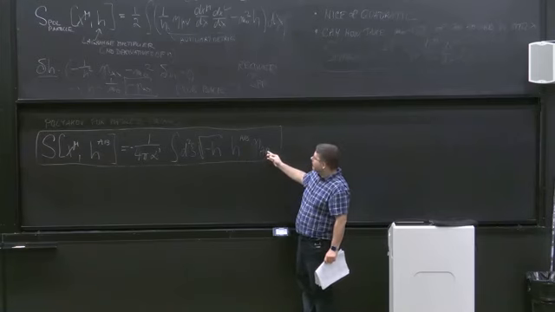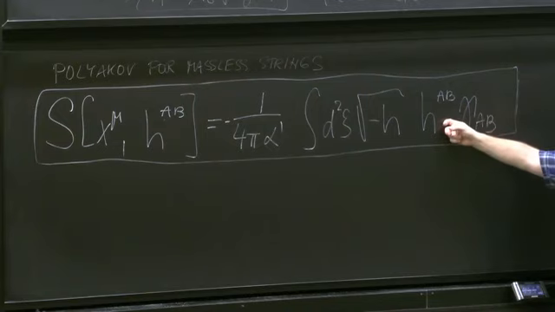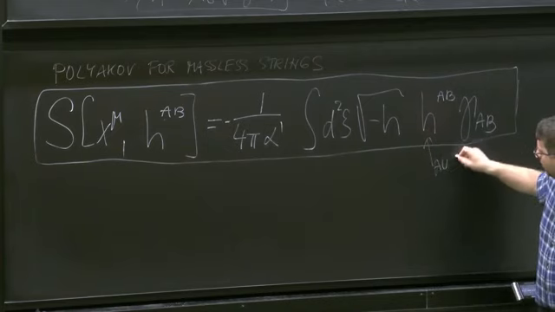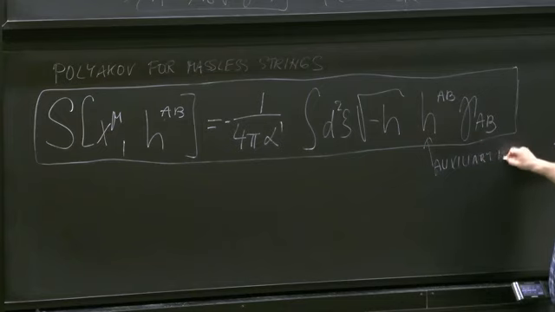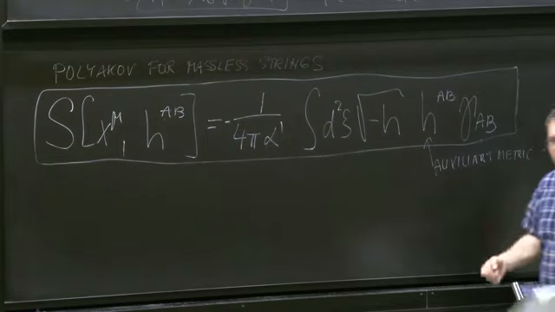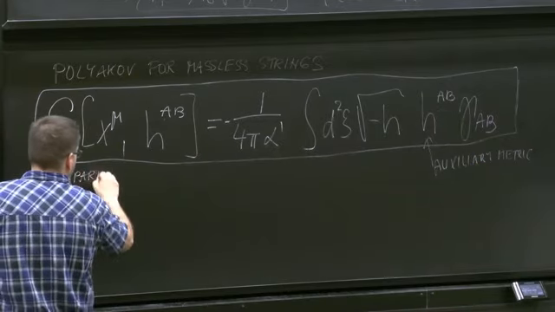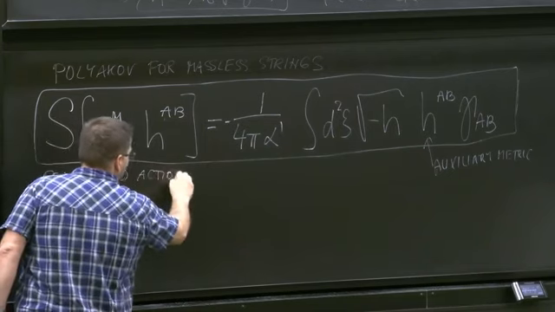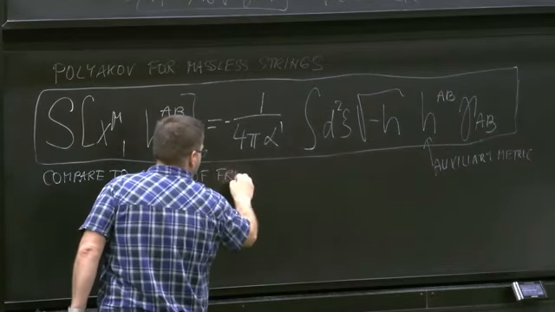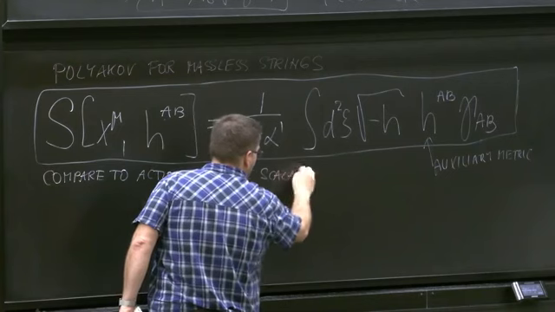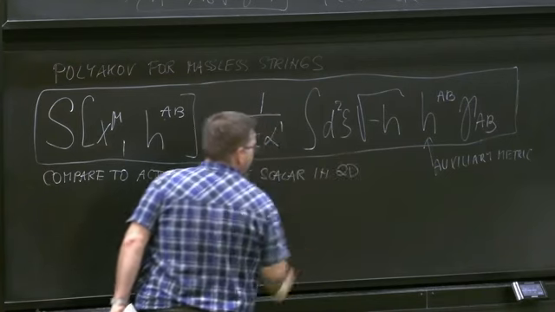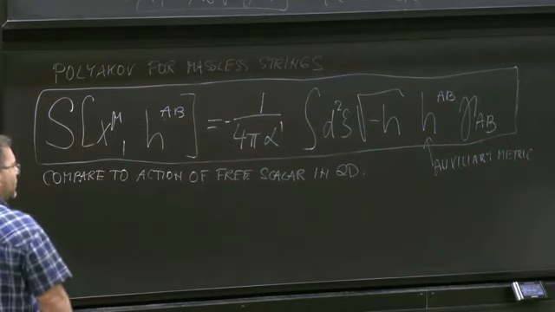So let me stress one more thing here. So now, if I open this thing here, we have HAB, the metric in 2 dimensions. This is the auxiliary metric. So now let me compare this action with something that you very well know. Compare it to the action of a free scalar field in 2 dimensions. So how would I write the action of a free scalar field in 2 dimensions?